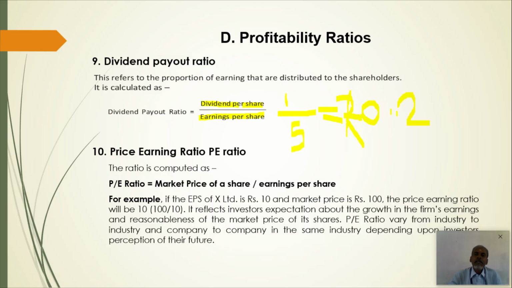The dividend payout is 20%. It is not rupee, it is just 20% of earning per share is paid out as dividend. So 5 rupees it has earned and 1 rupee is given as dividend. It means 20% is paid out. The dividend payout is, you can say, as 0.2 or 20%. 1 divided by 5 multiplied by 100 will give you 20%.